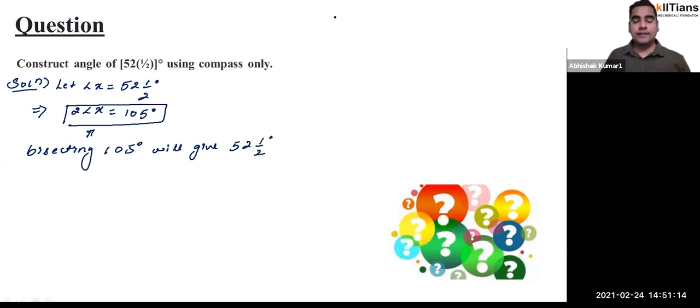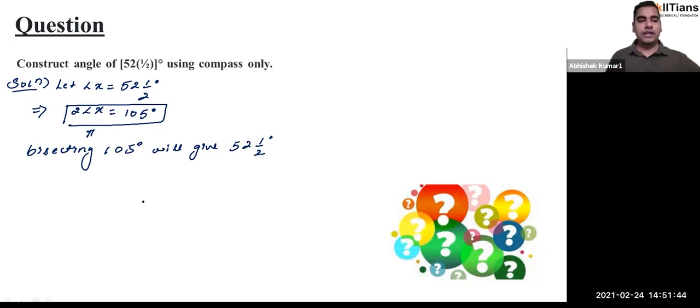Clear or not? That's an important point. But how to draw 105? Before we move into it, I would like to know whether 105 is a multiple of 15 or not, because if it's a multiple of 15, we can draw it using a compass as well. So 105 is a multiple of 15, and we can draw 105 degrees by bisecting 90 degrees and 120 degrees, because 90 plus 120 is 210 degrees, and half of 210 degrees gives us 105 degrees.